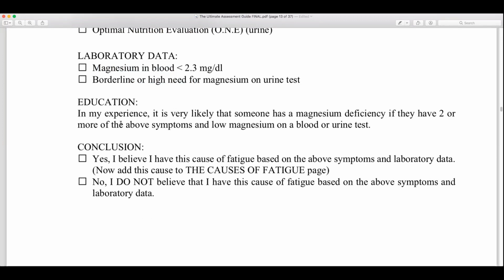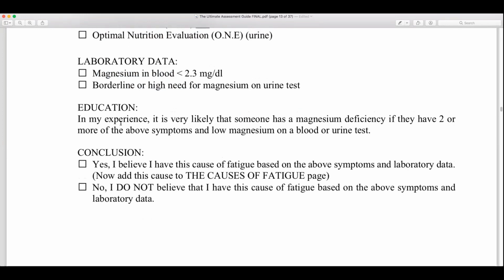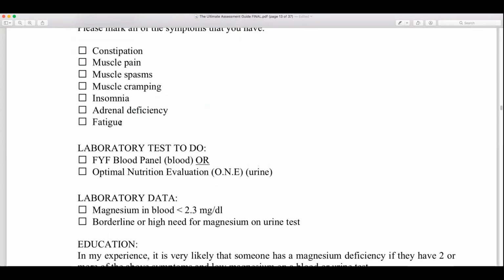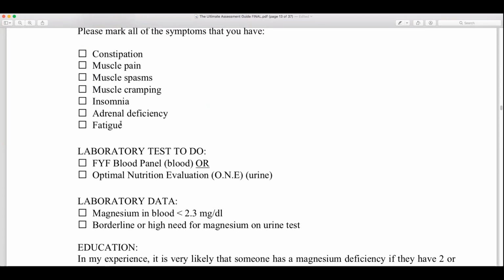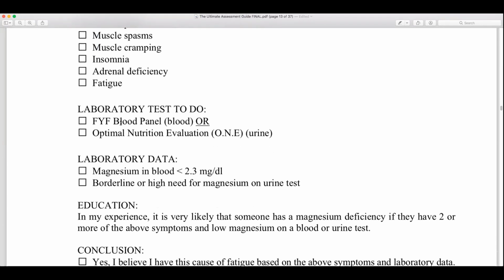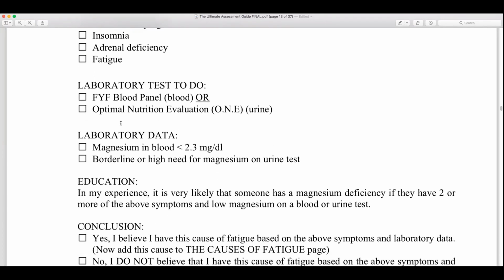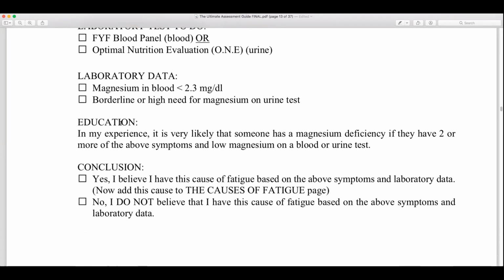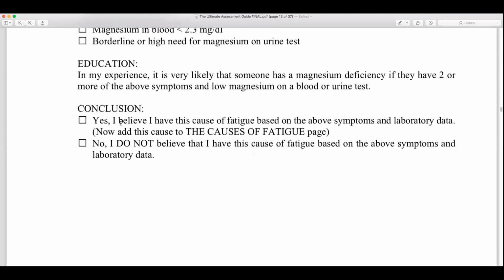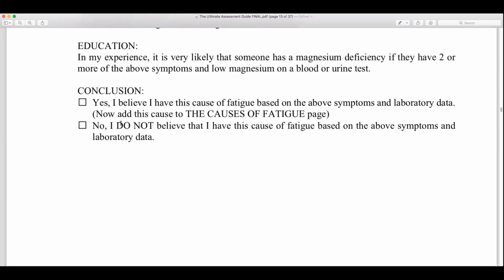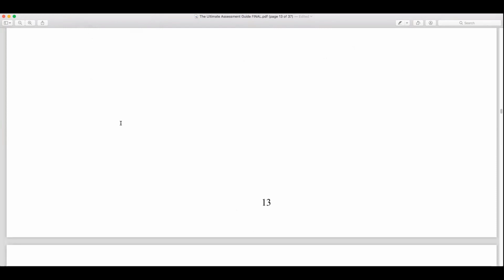So magnesium is one of those that you can do subjectively sometimes if somebody has muscle cramps, if they have a hard time sleeping, if they have constipation. Oftentimes we will give people magnesium without the laboratory tests, but the laboratory tests definitely help. And then the conclusion: make your determination, and if it's a yes, add it to page 2.